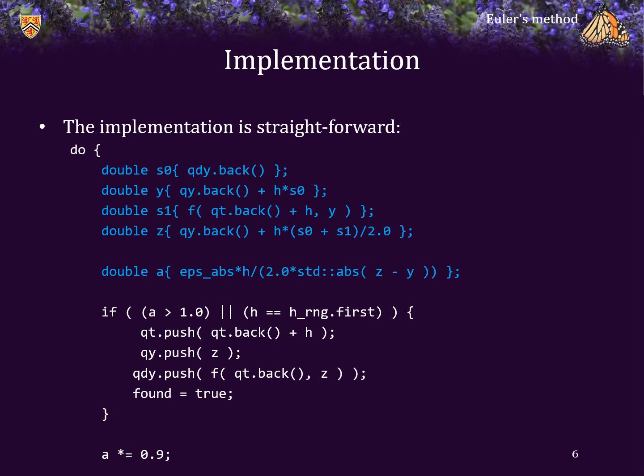Finally, to actually update h, we will not update h by a times h, but rather we will multiply a by 0.9. So that essentially guarantees that with the next iteration, h will be close to optimally large, but not perfectly optimally large, meaning we're almost certainly not going to have to recalculate at the next step. Unless, of course, there's a discontinuity.